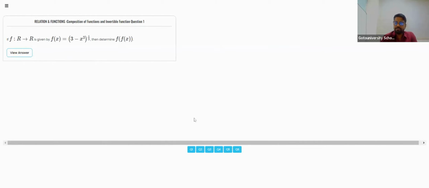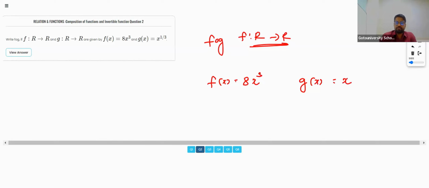So there is a function. Let me choose some interesting questions. Yeah, let me check this. The question says write f of g if the function is defined from R to R. These notations are important, real numbers, okay? Where f of x is given as 8x cube and g of x is given as x power 1 by 3, that is the cube root. So we want to find f of g of x.